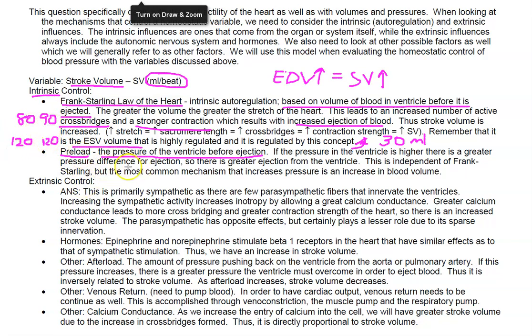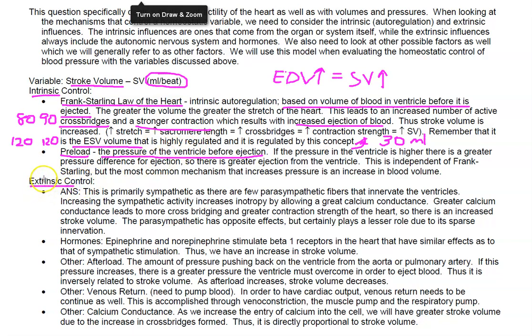So preload has to do with the pressure of the heart. It's also directly proportional: if preload goes up, ejection goes up, stroke volume goes up. And if preload goes down, stroke volume goes down. So both the intrinsic mechanisms, Frank-Starling, which has to do with volume of the heart, and preload, which has to do with the pressure of the heart, are directly proportional. I guess the best way to say it is stroke volume is directly proportional to those things.